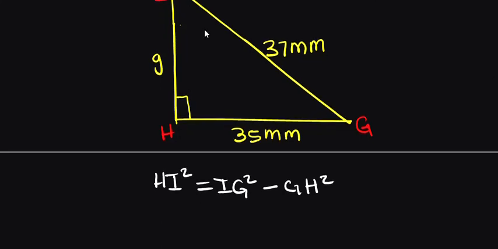Right, now let us substitute. HI is g, so g squared is equal to, GI is 37 squared minus 35 squared.